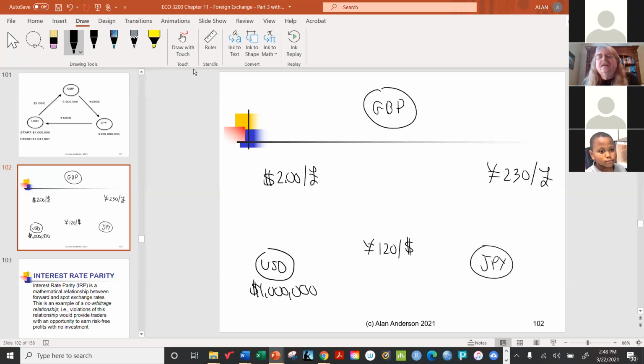So that means that you can buy British pounds with only 230 yen when it should cost 240. So that's exactly what we're going to do. We're going to buy pounds. We're going to take all the yen we can get our hands on and use them to buy pounds. But in order to do that, we have to acquire yen by moving in this direction. And so here, what you have to do is multiply the dollars by the yen rate to come up with 120 million yen.